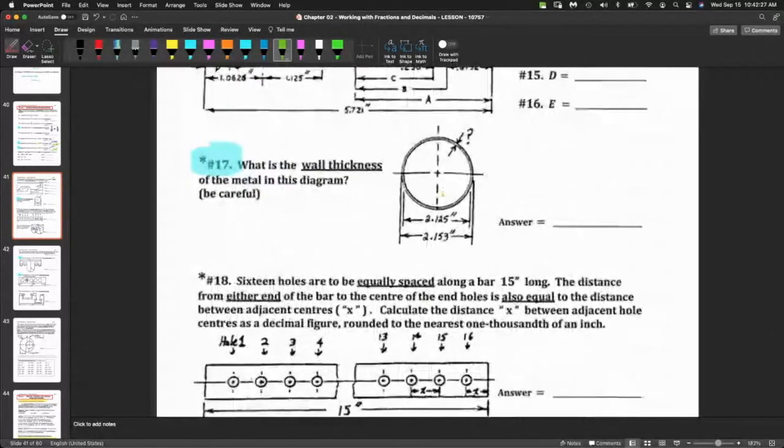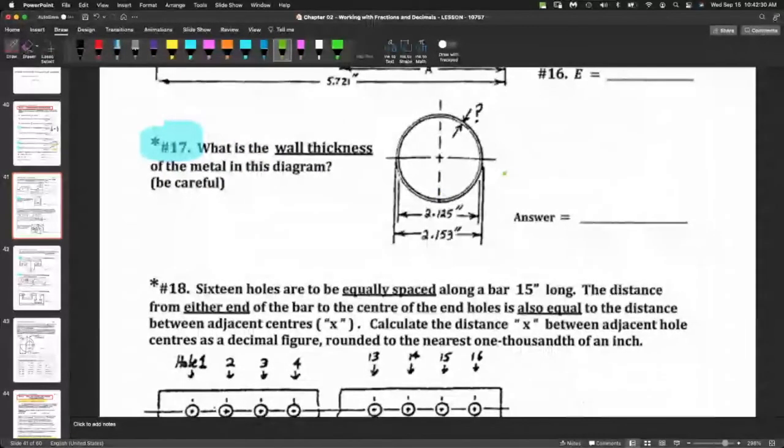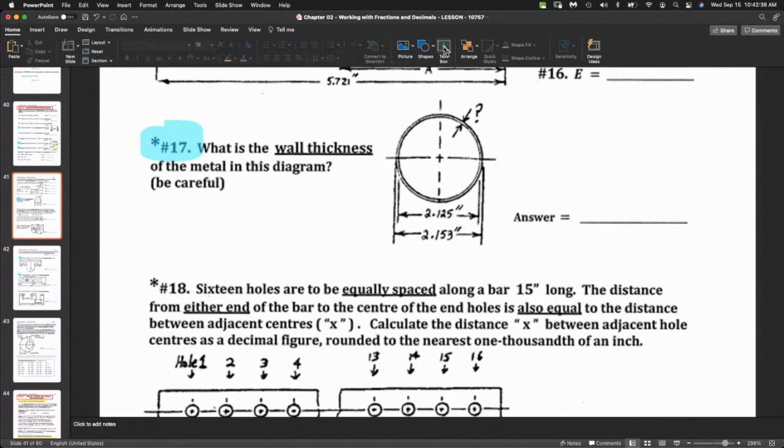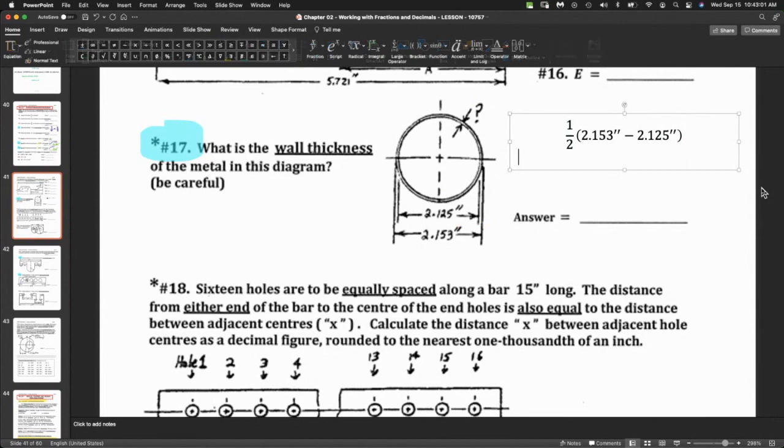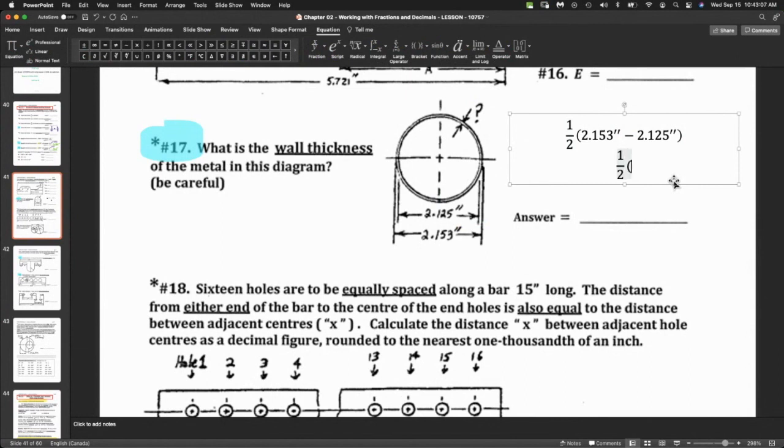Here's a neat little question. 17. What is the wall thickness of the metal in this diagram? Okay, what would that be? Let's do a calculation here on the side, maybe. I'm going to say it's half of the difference. That's right. So if you take that answer and divide it by 2, perfect. So what do you get when you subtract those two numbers?